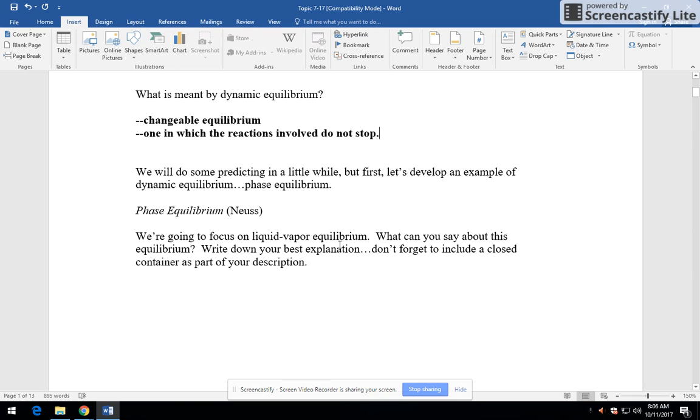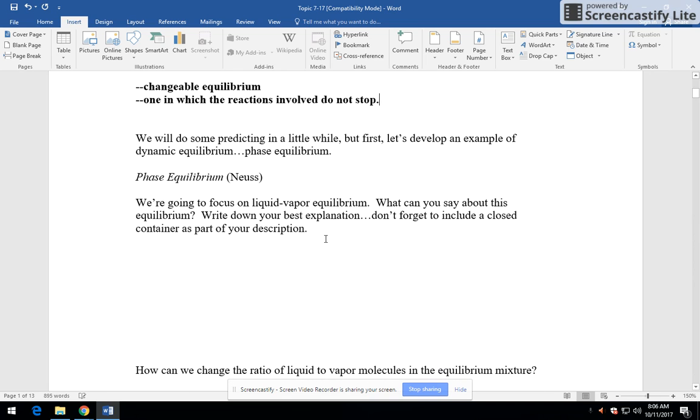It just doesn't look like anything's happening, but there is. It says here we'll do some predicting in a little while. That's coming up actually on a DVD with the kids back from 2014 that you'll have some fun with. But first, we have to develop an example of dynamic equilibrium.